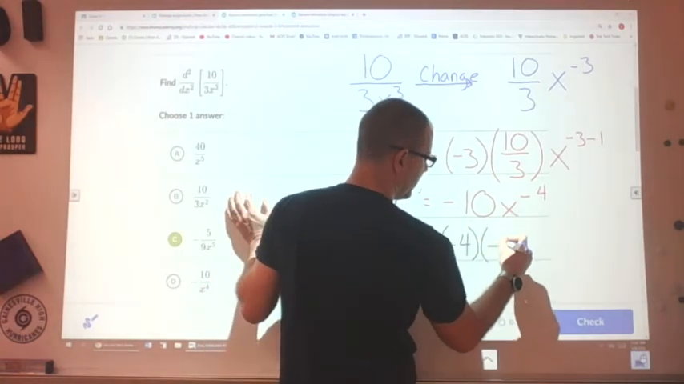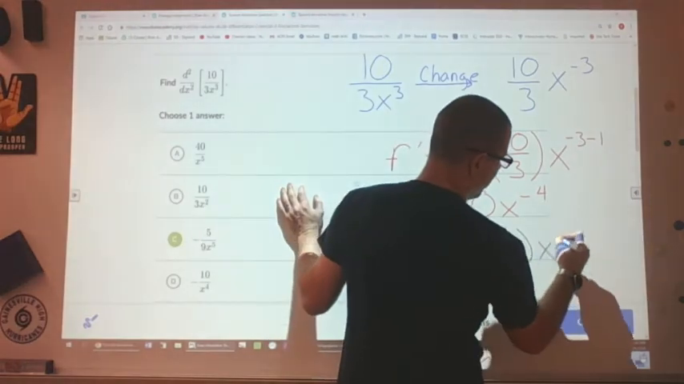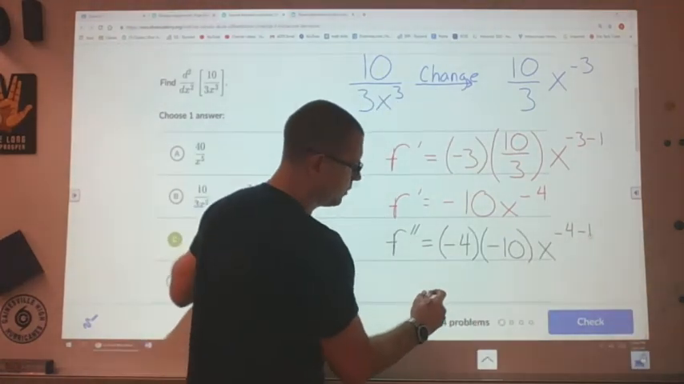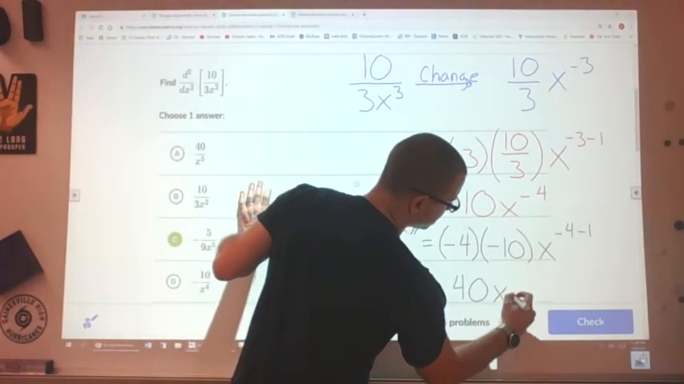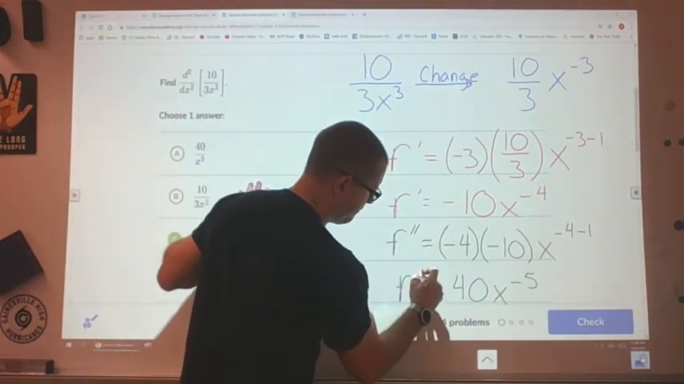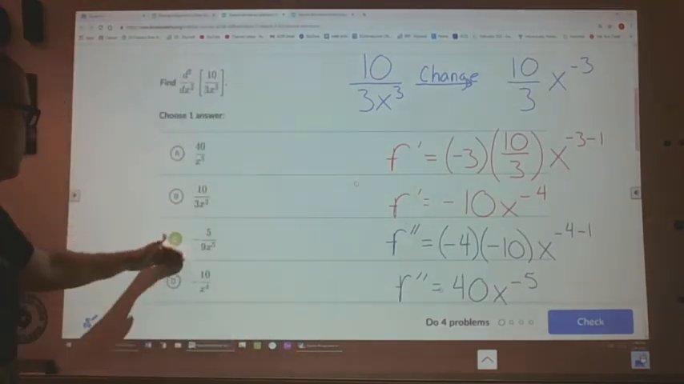But okay, writing it out, we would bring the exponent down, so that negative 4 comes down, multiply that, negative 10, to the coefficient, and then we would add x to the negative 4 minus 1, which would be 40 x to the negative 5 power. So 40x to the negative 5 power, which we look isn't there.